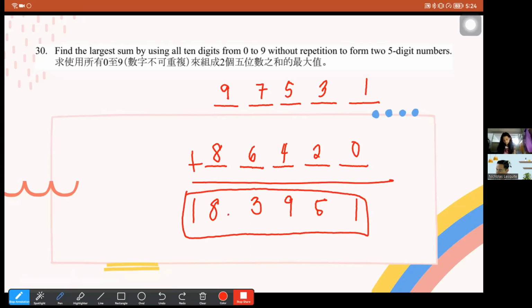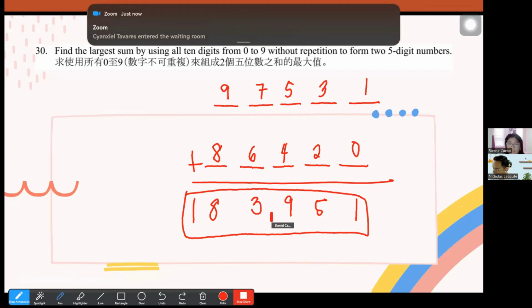I got the same answer as well. The comma should be right here. Correct answer.